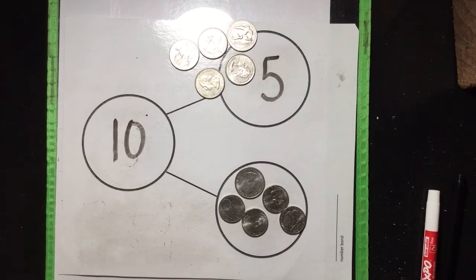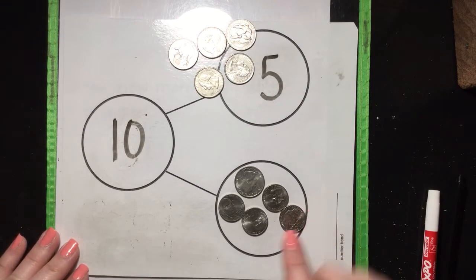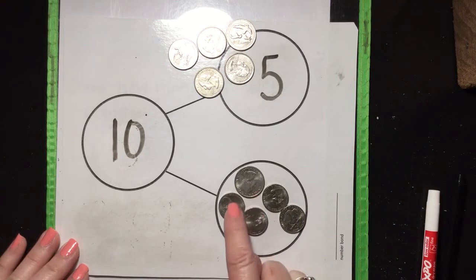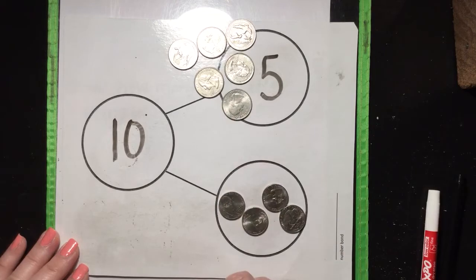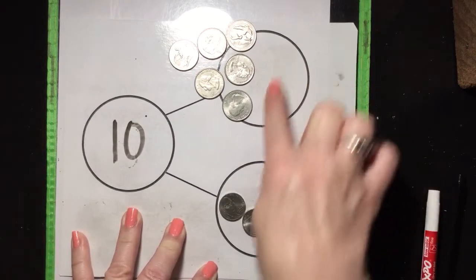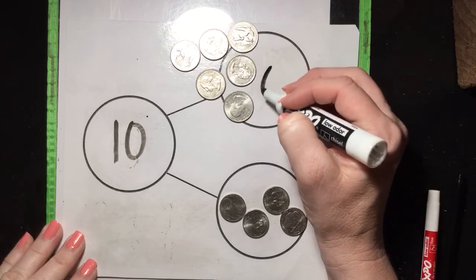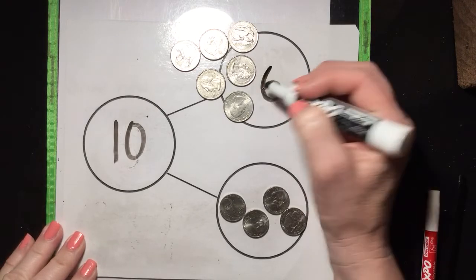Oh my goodness, Miss Bennett made a mistake. If you can't make a mistake, you can't make anything. Look at this guy. He snuck over here with my nickels. That's not a nickel. That's a quarter. Oh my goodness. Okay, let's go change it. So I don't have 5. I have 1 more. So 1 more than 5 is 6. 1 more than 5 is 6.